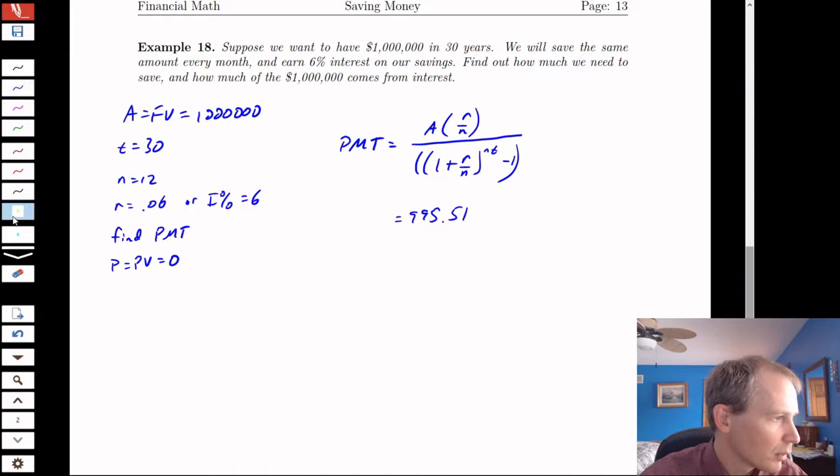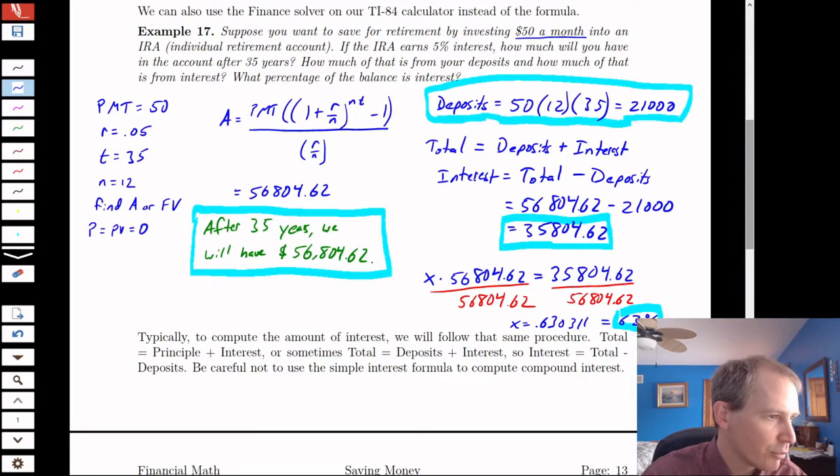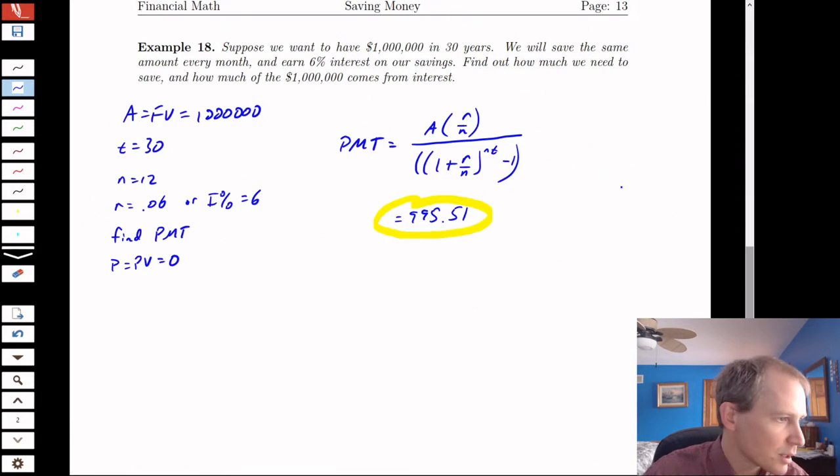Okay. So that is our deposit amount that we need. How much of this comes from interest? So what we need to do is a couple of parts. First, let's figure out how much comes from deposits, so that we can use the same technique that we had before. The interest is the total minus the deposits. So first we're going to compute the deposits.